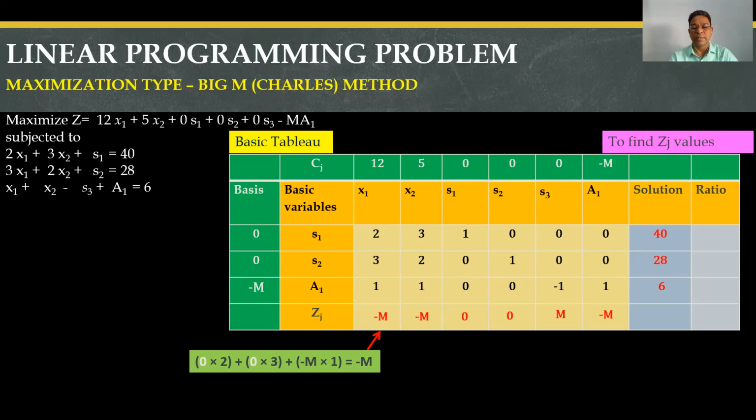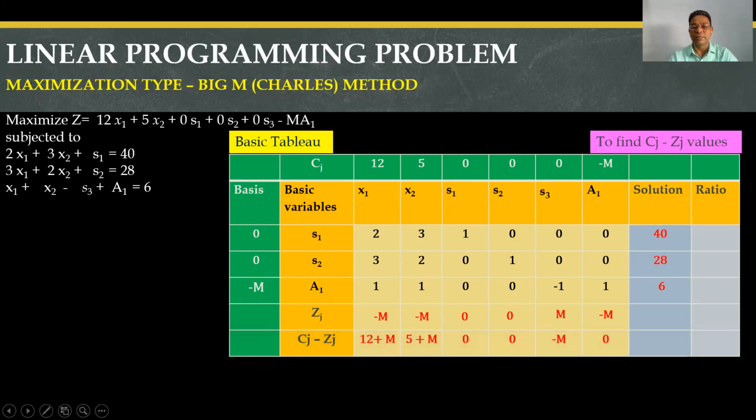Next step is to find the Cj minus Zj value. When we find Cj minus Zj, it will be 12 minus of minus m, so it will be 12 plus m. 5 minus of minus m will be 5 plus m. 0 minus 0 is 0. 0 minus 0 is 0. 0 minus m is minus m. And minus m minus of minus m, that will be minus m plus m, will become 0. So if we see here, which is the largest value? 12 is the largest value.